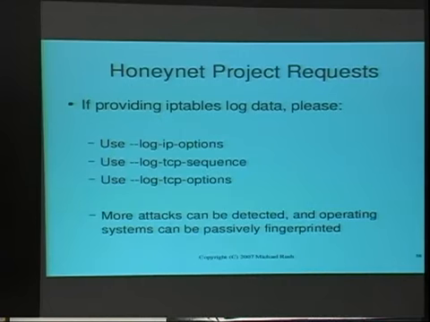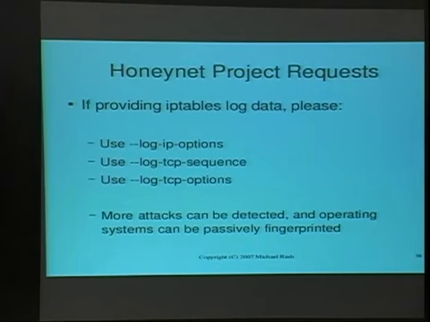Okay, so if you are running a project that's providing iptables log data, I have a couple of requests. Use the --log-ip-options, the --log-tcp-sequence, and the --log-tcp-options command line arguments to your iptables logging command. This will mean that your data will be a lot more complete. Fields that aren't logged by default will now be logged, and you can do things like a passive OS fingerprinting calculation against those logs, and other types of attacks can be detected just because your logging output will be more complete.